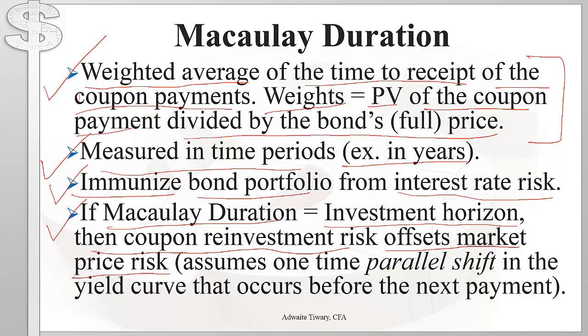However, it's important to note that there's an underlying assumption which says that the interest rates change only one time and there's a parallel shift in the yield curve, which means that all the short-term and the long-term interest rates change by the same amount, and this change occurs prior to the next payment. If this assumption does not hold, then Macaulay duration will not immunize the bond portfolio.